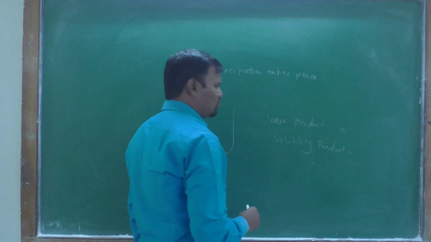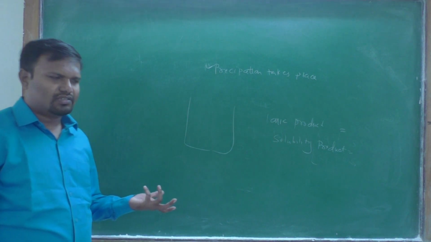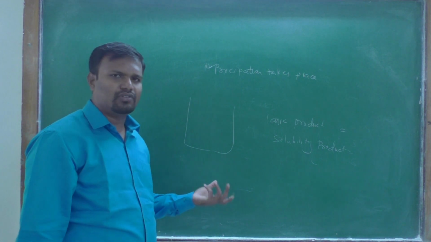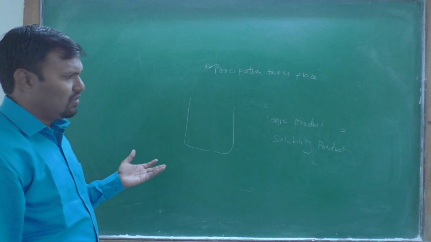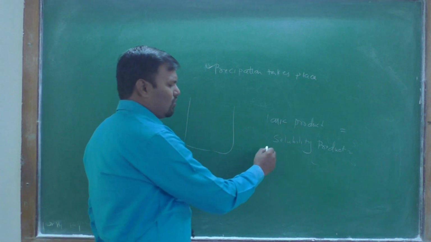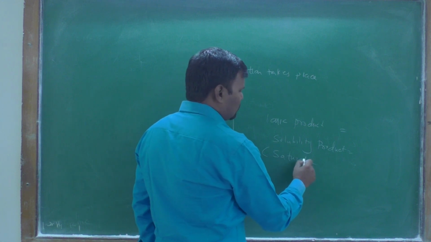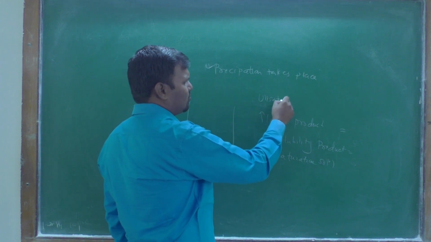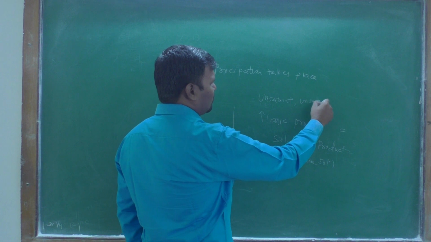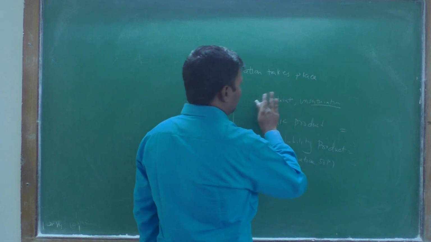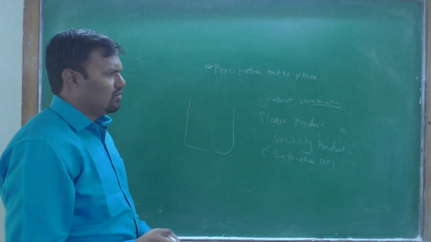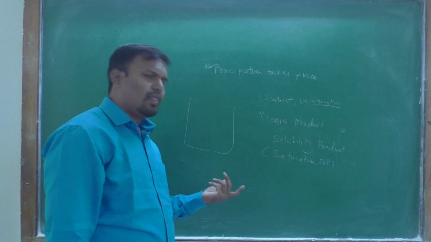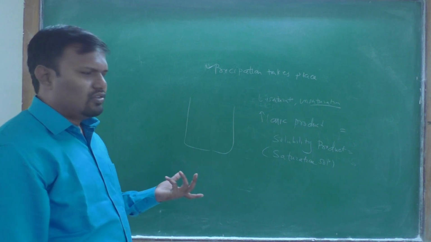Ionic product is the product of the ions, and the solubility product is also the product of the ions. Those quantities are basically the same, but the solubility product is found only in a saturated solution, whereas the ionic product can be found anywhere, in a saturated solution or an unsaturated solution. Both types we can find the ionic product, but the solubility product only when the solution is saturated.